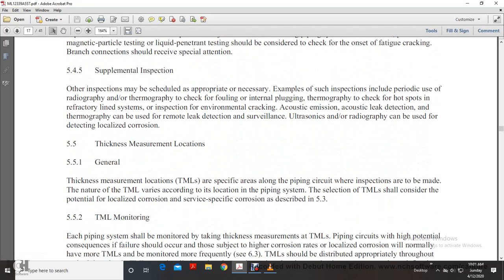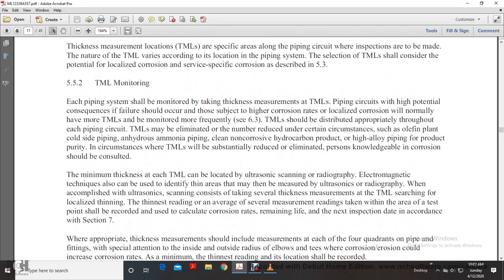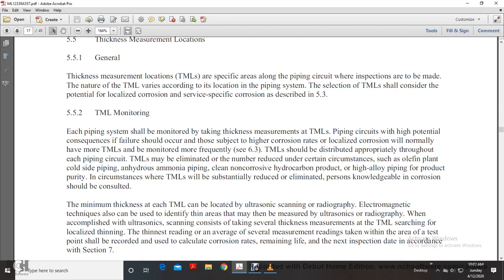5.5, thickness measurement locations. General thickness measurement locations are specific areas along the piping circuit for the inspection to be made, and the nature of the thickness measurement location varies according to the location of the piping. The selection of thickness measurement locations should consider potential localized corrosion, as described in 5.3. Thickness measurement location monitoring: each piping system should be monitored by taking thickness measurements at the thickness measurement locations. Piping circuits with high potential consequence should failure occur, and those subject to high corrosion rates or localized corrosion, should have thickness measurement locations monitored more frequently, with Figure 6.3 showing thickness measurement locations distributed appropriately throughout each piping circuit.